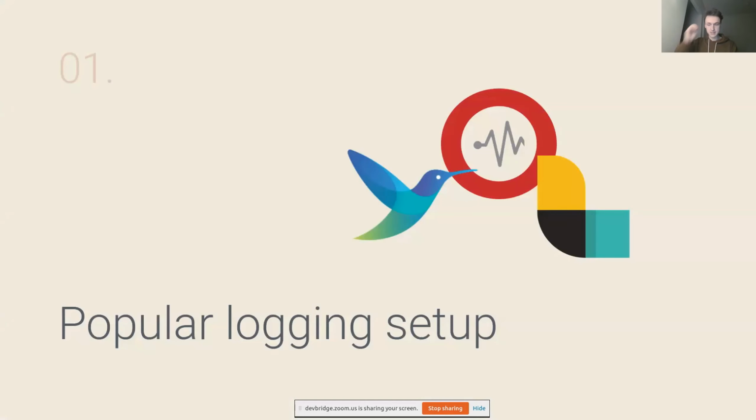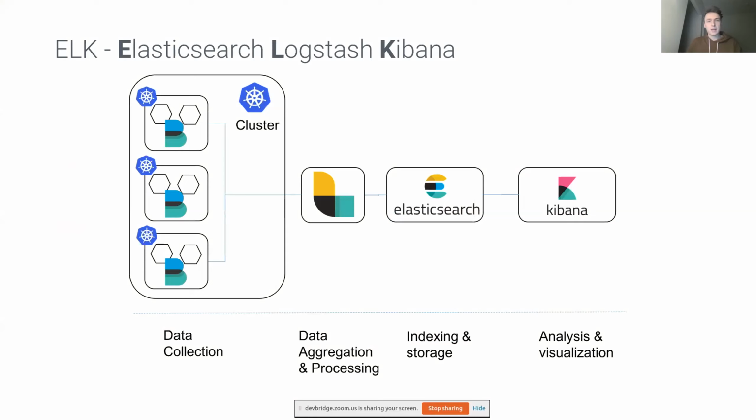So first, popular logging setups. I highlighted a few of them. The first is ELK: Elasticsearch, Logstash, Kibana. It's supposed to be the most popular one, and it works like a blueprint for everything else. All logging setups have similar steps at a high level. So it's data collection. Here you see Logbeat, I forgot how the service is called. It's collecting logs from services and pushing them to a data aggregation solution, which is Logstash in the middle.